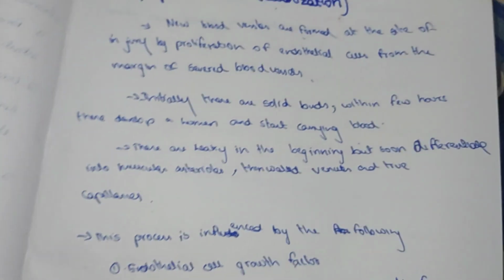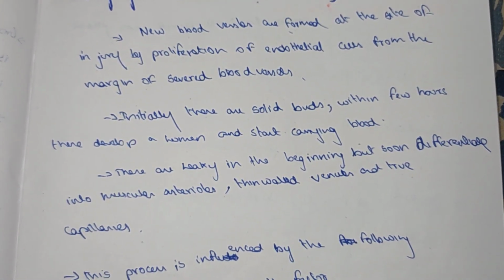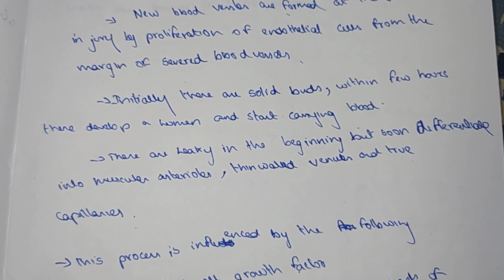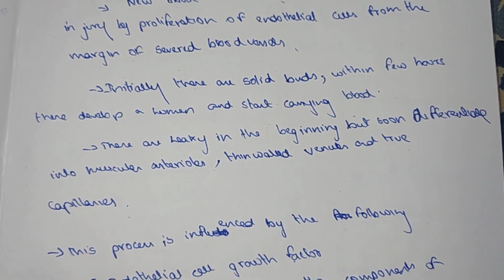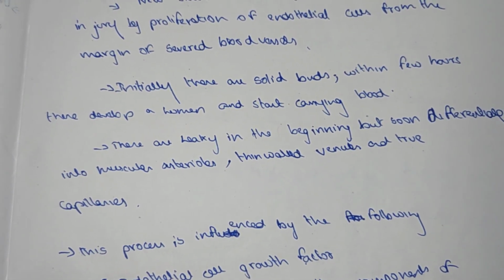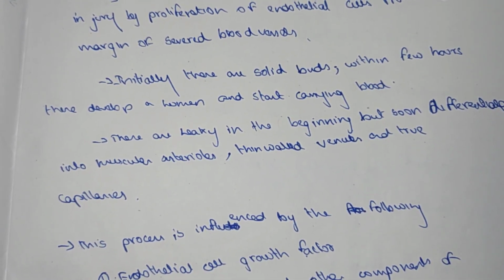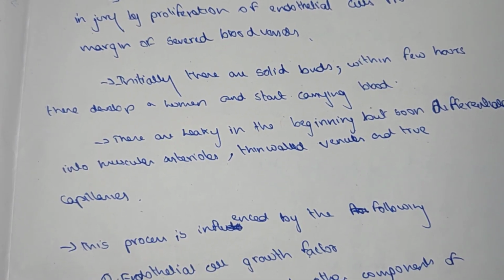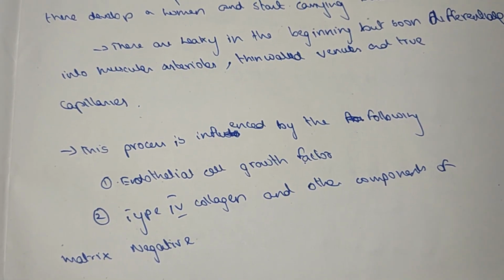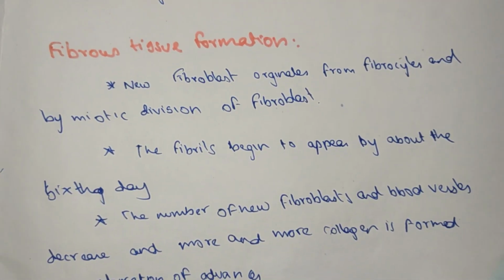First, there is neovascularization, the proliferation of endothelial cells from the margin of severed blood vessels. New blood vessels are formed, and initially they are solid, but after that they form lumens and carry blood. First they will be very leaky. After that they differentiate into muscular arterioles, thin-walled venules and true capillaries. This process is influenced by endothelial growth factor, type 4 collagen and other components. Then the fibrous tissue formation.